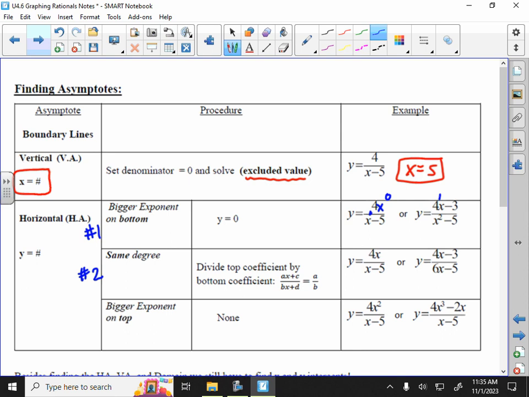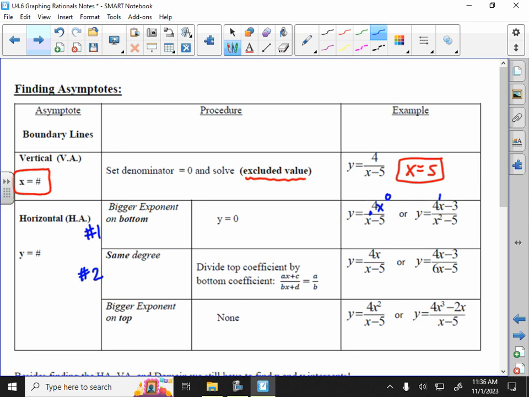is when you have the same degree on top and bottom. Okay, so the degree of the polynomial on top is equal to the polynomial degree on the bottom. All right, now in that case, all we're going to do is take the coefficients in front of the x's and then divide them or simplify that fraction.